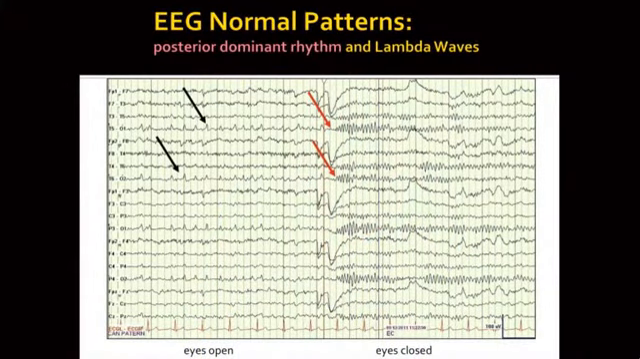This is another normal EEG, and there's some interesting patterns here. On the left, it's the same setup. So this is about 10 seconds, and each one of these squiggly lines is a different electrode. On the left, the subject has their eyes open, and then they close their eyes. And these are some normal patterns. So with their eyes open, we have these things with the black arrows called lambda waves.